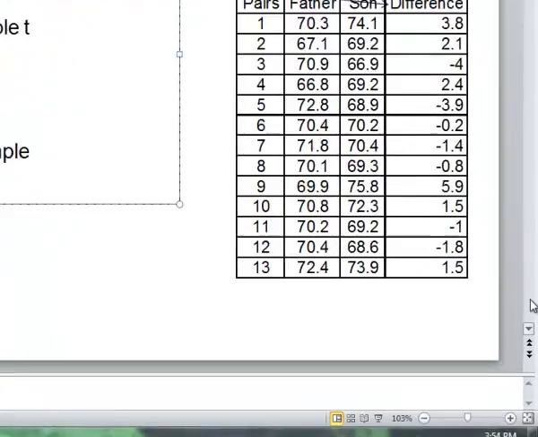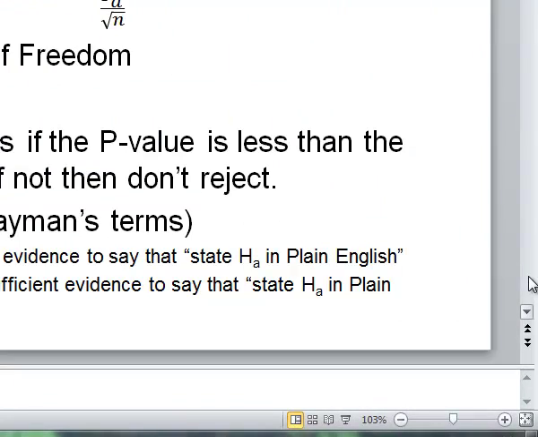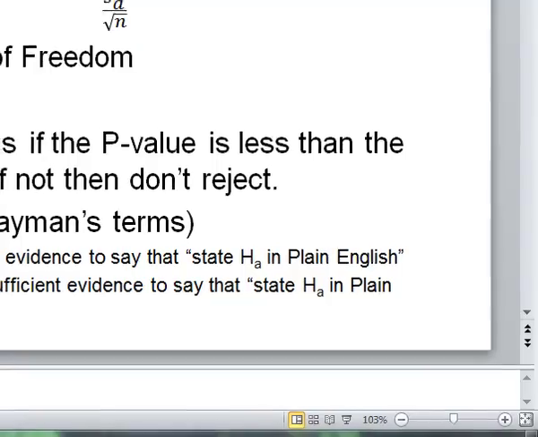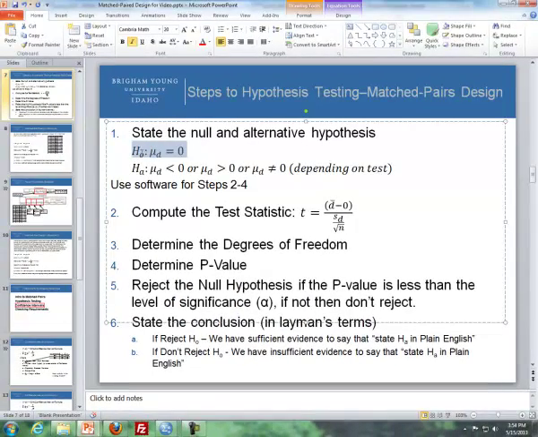Okay, so now let's go through the 6 steps for doing a hypothesis test. Step 1 is state the null and alternative hypothesis, like we've done in the previous 2 types of hypothesis tests. The null hypothesis in this case is that mu d, the true mean of the differences, is equal to 0. Okay? The alternative hypothesis is that the true mean of the differences is less than, or it's greater than, or it's not equal to. It depends on the type of test that you plan on running. If you're doing a one-sided test, you either use this one or this one. If you're doing a two-sided test, you just want to see if there's a difference, you would use this one right here.